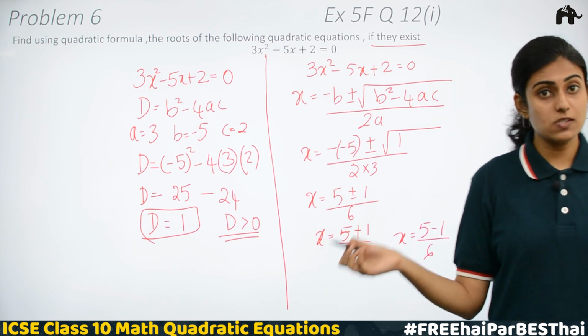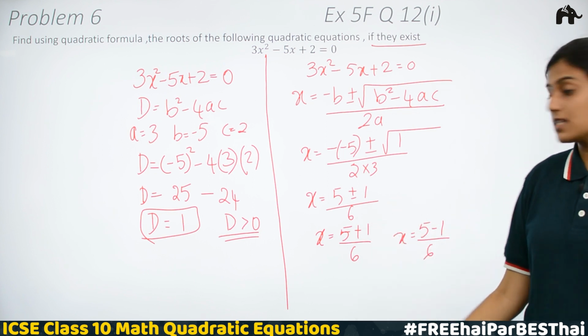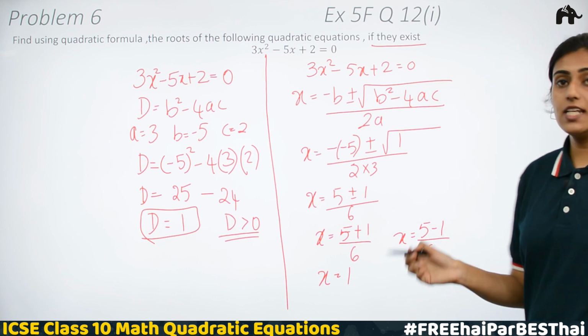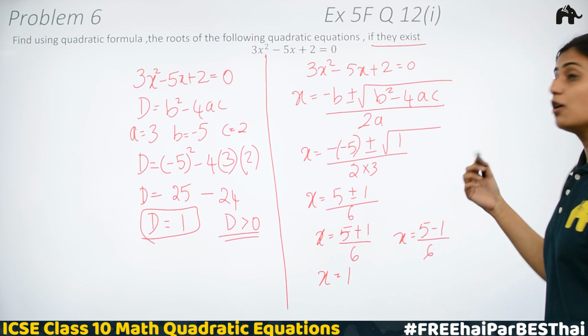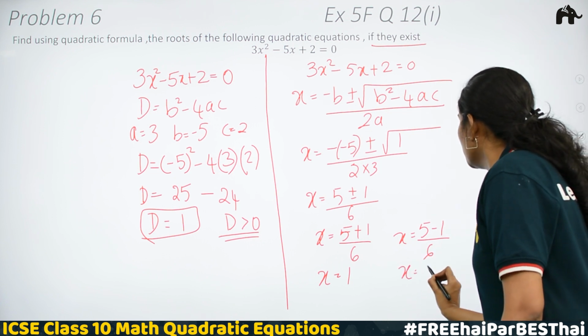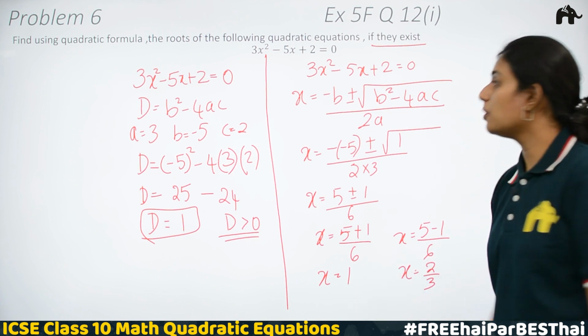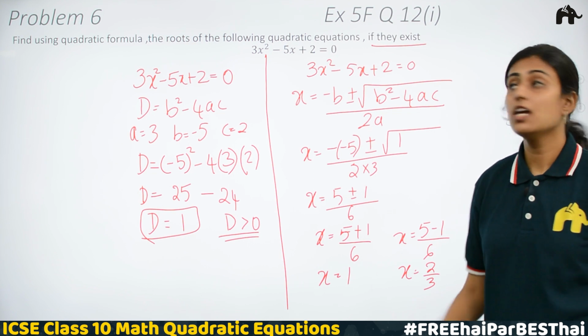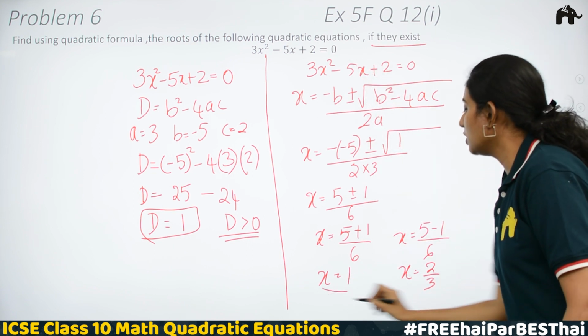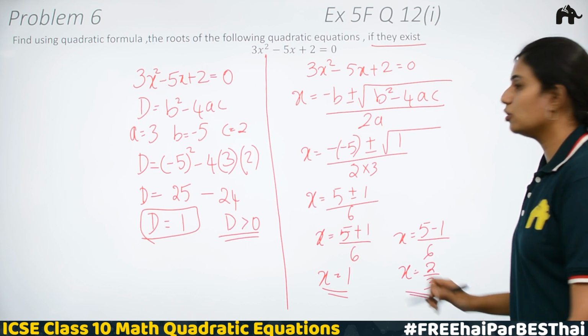What is (5 + 1)/6? 6 by 6. x is equal to 1. (5 − 1)/6, that is 4 by 6 or 2 by 3. x is equal to 2 by 3. The two possible values of x, or the roots of the given quadratic equation, are x is equal to 1 and x is equal to 2 by 3.